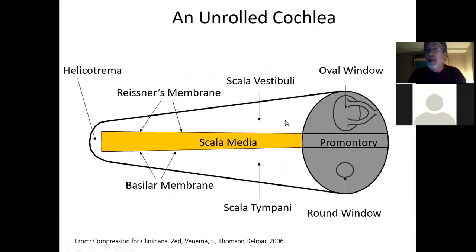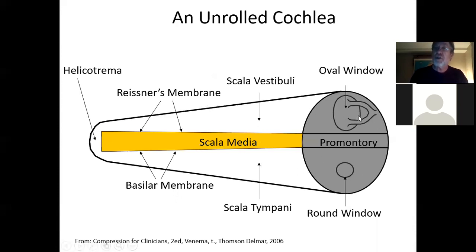Scala vestibuli, scala tympani. Scala just means Latin for stairs, spiral stairs. Scala media is the membranous labyrinth. Scala vestibuli, bony labyrinth. Scala tympani, bony labyrinth. So scala vestibuli is in contact with the oval window. Scala tympani is in contact with the round window.